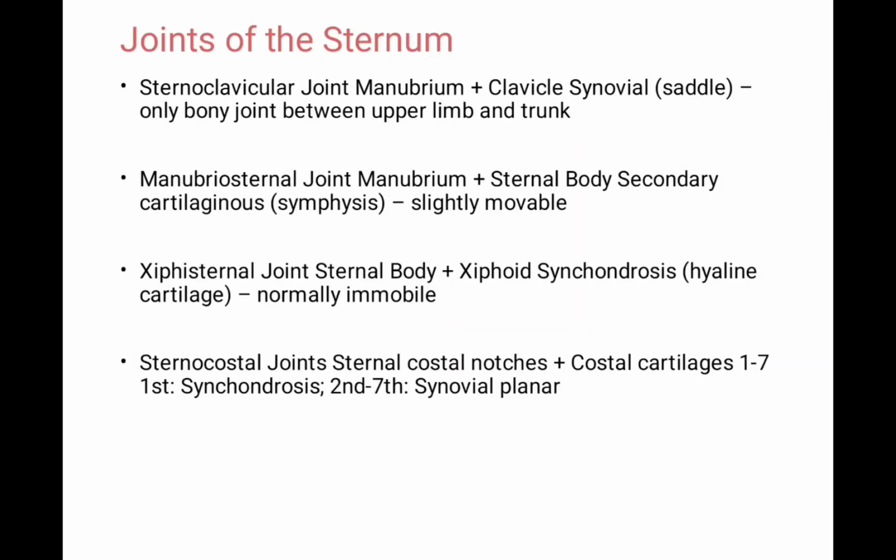Now moving forward, let's talk about the joints of the sternum. We have the sternoclavicular joint, which is the joint between the medial ends of the clavicle and the manubrium. It is the only bony joint between the upper limb, everything about the upper limb, and the trunk.